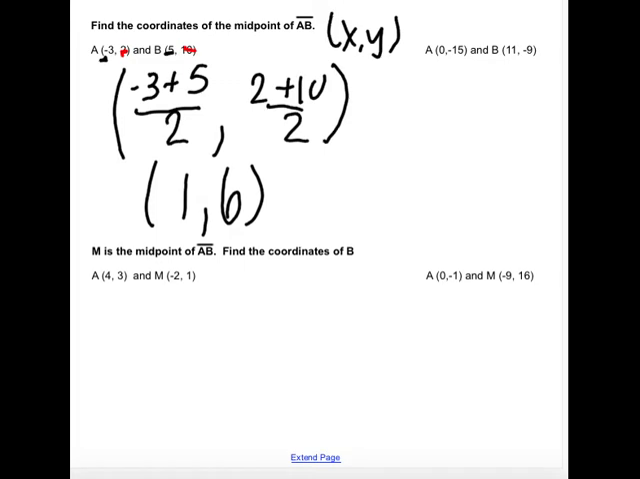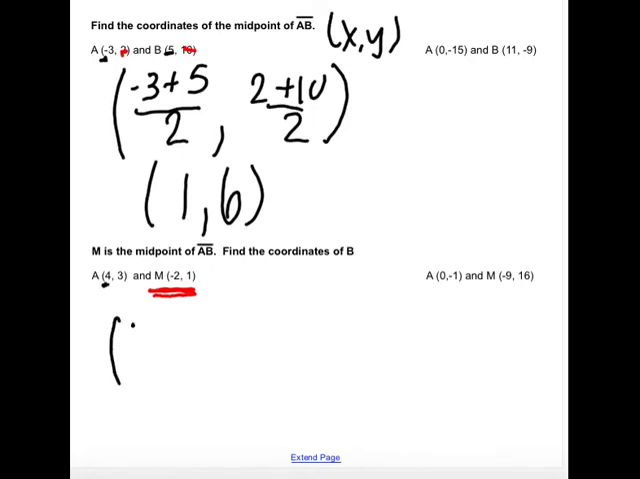So if I know the midpoint, I can find a missing endpoint. So notice in this one it says M is the midpoint of AB, find the coordinates of B. So I'm given M and A being the midpoint. So we set these up a little bit differently. I know that my formula stays the same, so my endpoint gets filled into that formula.